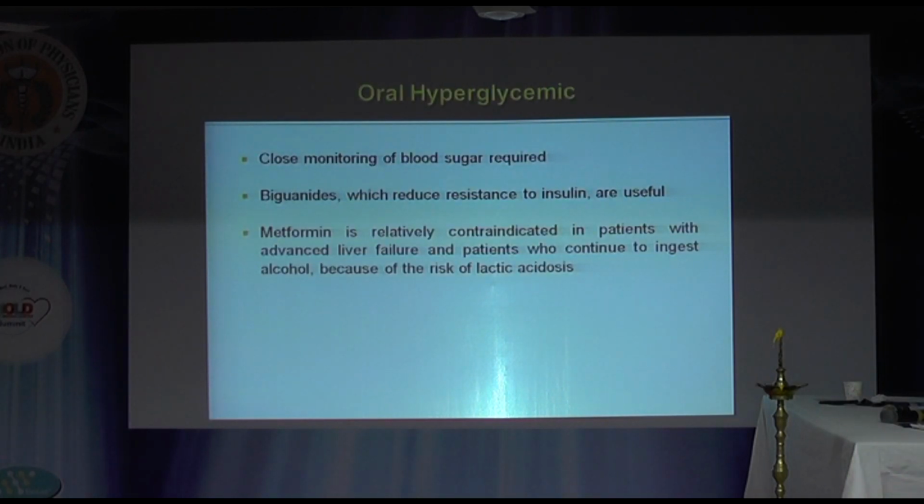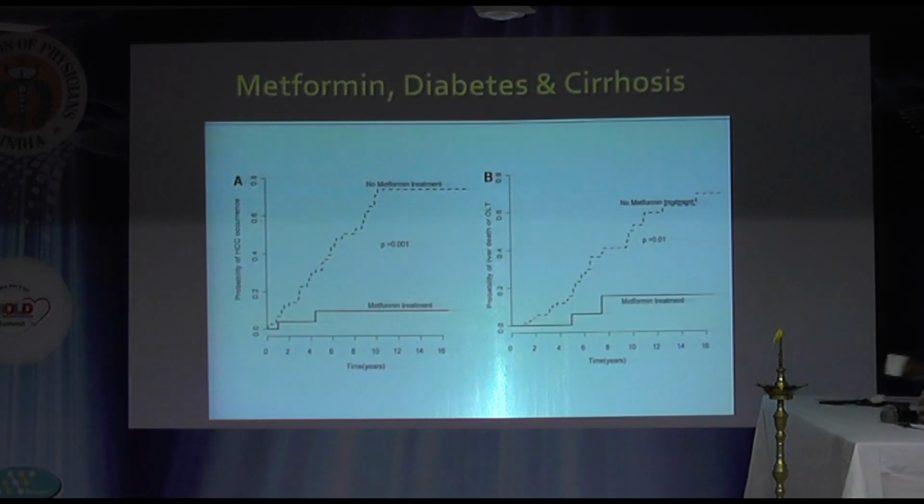Therefore close monitoring of blood sugar is required. Biguanides, again, metformin is a very important drug and can be used in early cases. However, it is relatively contraindicated in patients with advanced renal failure or those who continue to take lots of alcohol because of risk of lactic acidosis. But in Child's A, early B, metformin can be used.